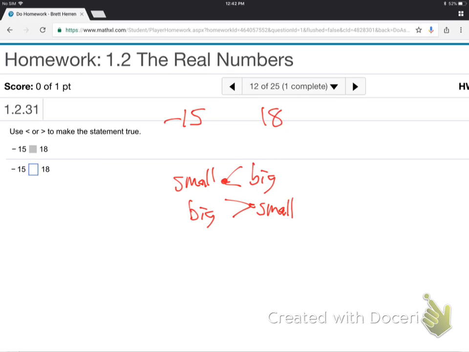So, which one of these numbers is bigger? The 18. So he gets the wide side, doesn't he? Like that. That's all they want. It's the symbol that way.